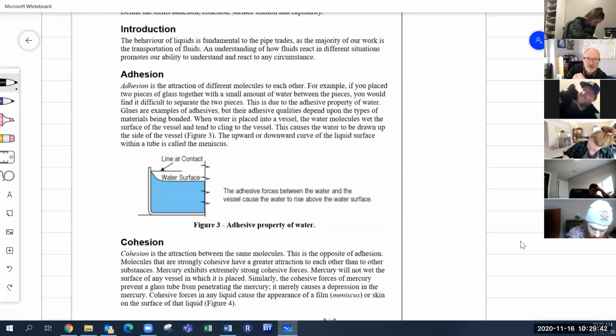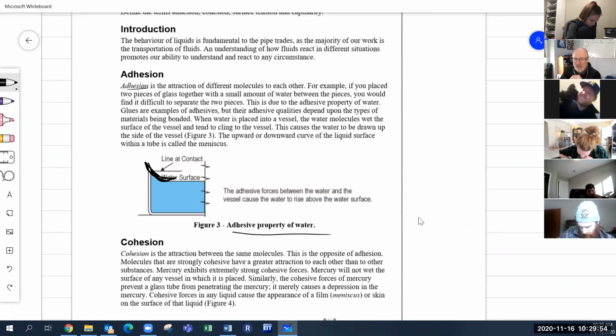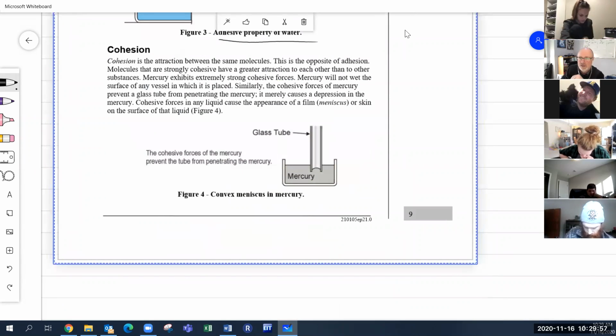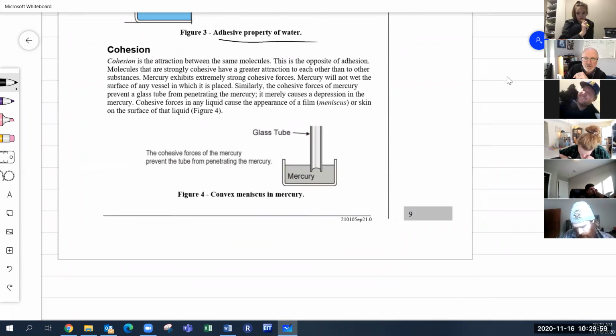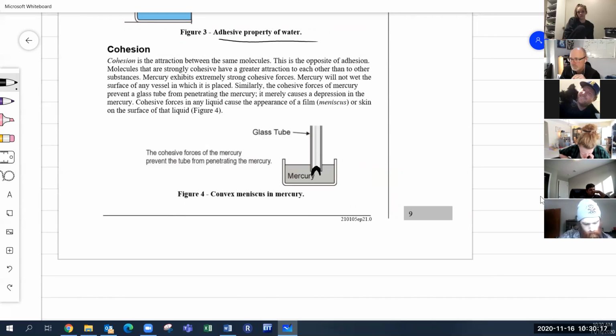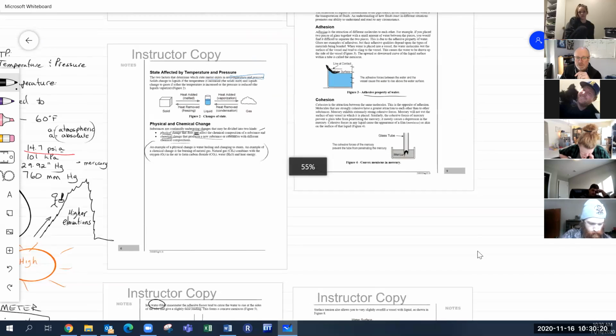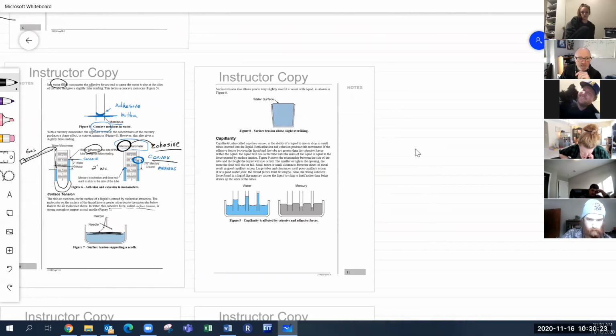And there we go. We talked about adhesion. And there's adhesive properties of water, and it shows it has a concave meniscus. And then we have cohesion, and they talked about mercury in cohesive forces, and then you have that convex meniscus, because mercury likes to stick to itself. It likes to stick together. It is the T1000. All right. And now we'll go down to page 11.